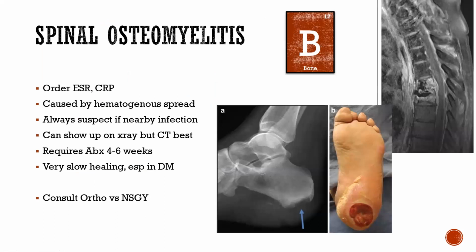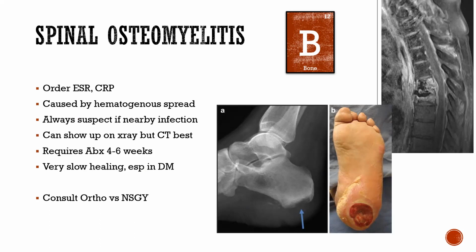Another big bony cause is spinal osteomyelitis. Most people think about it in feet, specifically with diabetics, but remember that it can occur in your back and specifically your spine. So if you're worried about this and you're like, I don't really see anything, but maybe they're an IV drug user, or maybe they have an infection nearby, that's probably the most common cause, is an infection nearby. Get an ESR and CRP and really always suspect it. You can usually see this on an MRI or a CT.